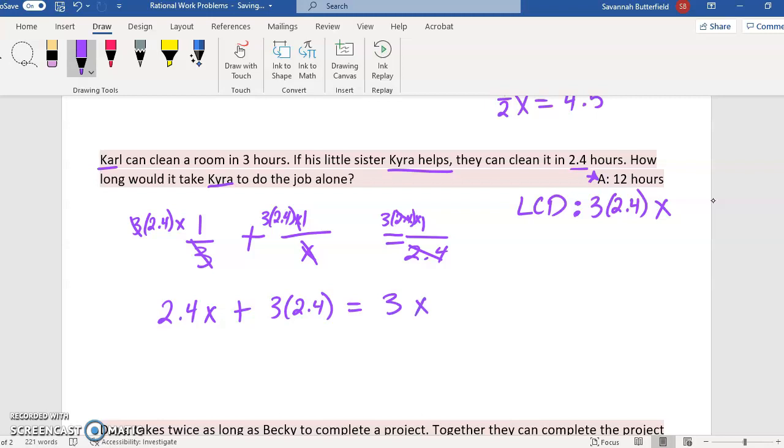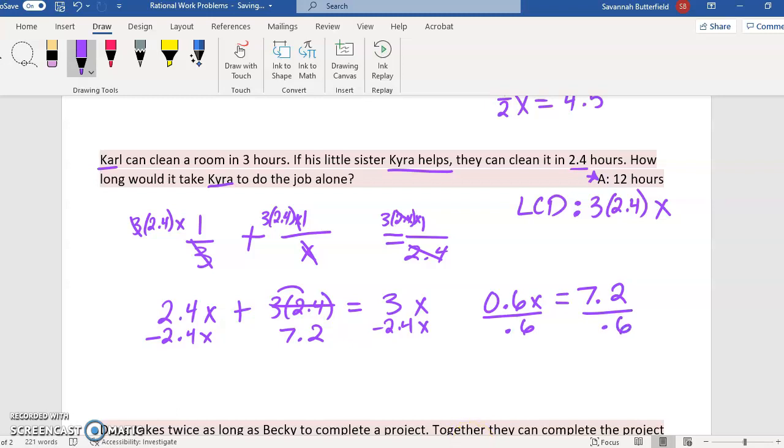So 3 times 2.4 is actually 7.2. So what I'm going to do is move all of my x's to the same side. So I'm going to subtract 2.4x. And 3 minus 2.4 is 0.6x, and this equals 7.2. So to get x by itself, we're going to divide by 0.6.